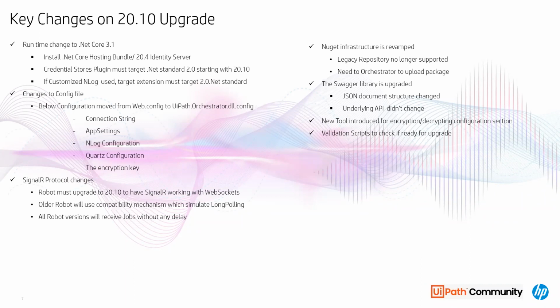And one more core change is in terms of the config file. In previous versions, we used to manage everything in web.config. From 20.10, you'll see this config is split. We do have web.config, but there is one more file which is decoupled, where certain information, for example the connection string, app settings, queue configuration, encryption key, or logging, is kept. All this is part of Orchestrator.dll.config. So you will not be able to trace those in web.config. Any modifications required, you can do in the Orchestrator.dll.config file.